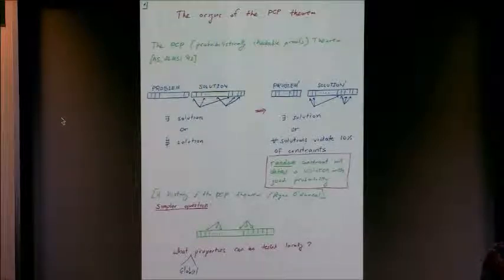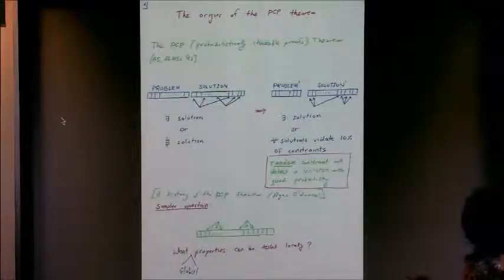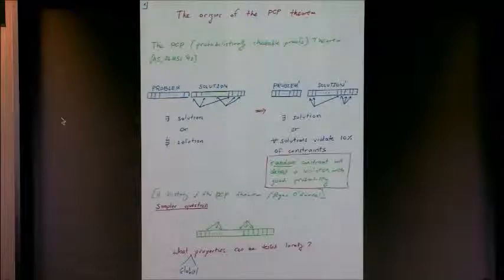For those of you who haven't seen it, you don't have to remember or really understand it, but I just want it written here in a different way so that I can refer to it intuitively. So what does the PCP theorem say? It's probabilistically checkable proofs.